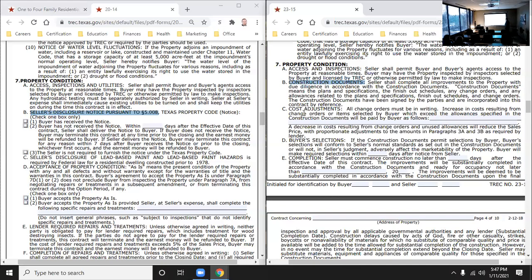So in these situations, you'll see this part right here about cost adjustments. All change orders must be in writing. Increases in cost resulting from change orders or items selected by the buyer, which exceed the allowances specified in the construction documents, will be paid by the buyer as follows. Okay, so in that situation, when you're purchasing a house, guess what?